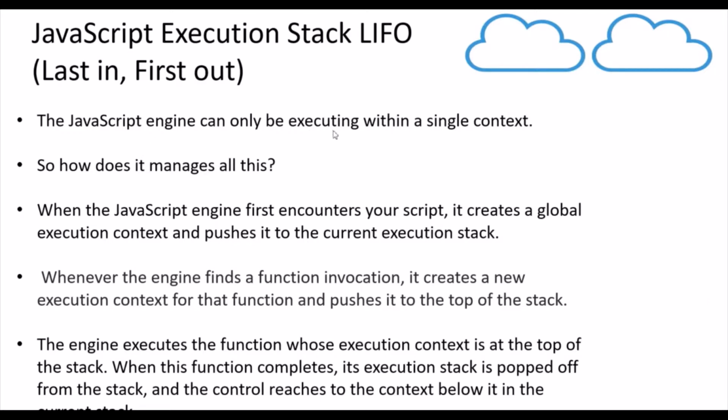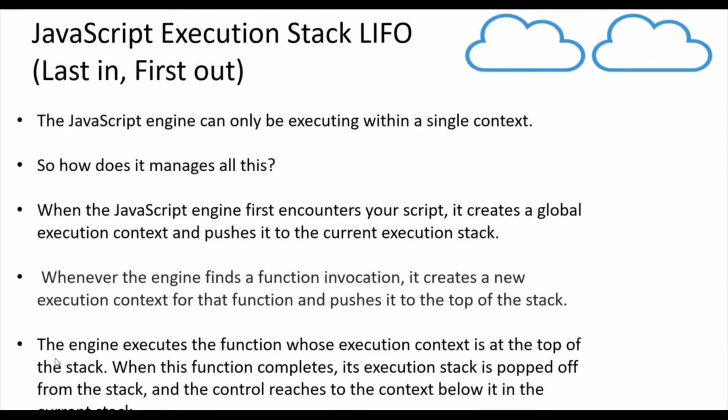The JavaScript engine can only be executing within a single context, right? So how will it manage this? It will manage using this execution stack. Whenever a JavaScript engine first encounters your script, it creates a global execution context and pushes it inside the execution stack. Whenever the engine finds another function invocation, it will create a new execution context for that function and push it to the top of the stack.